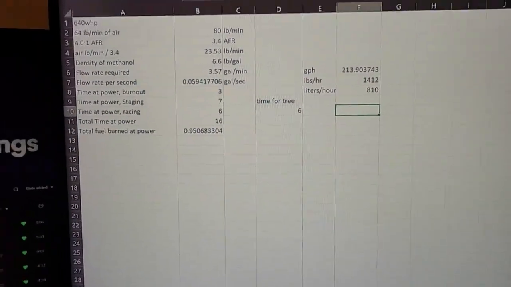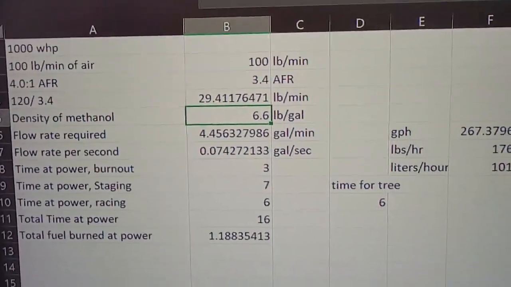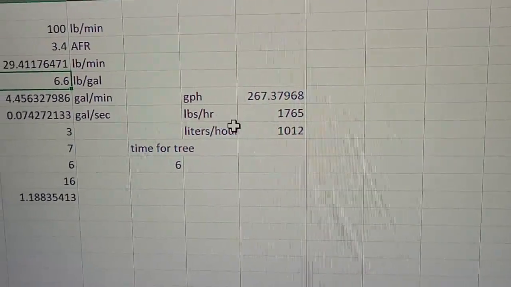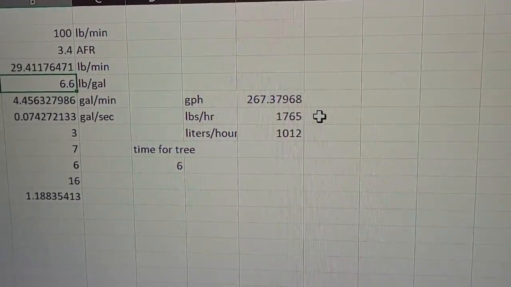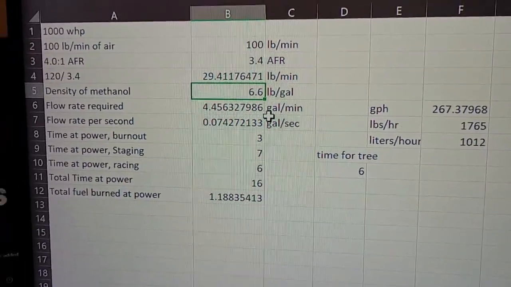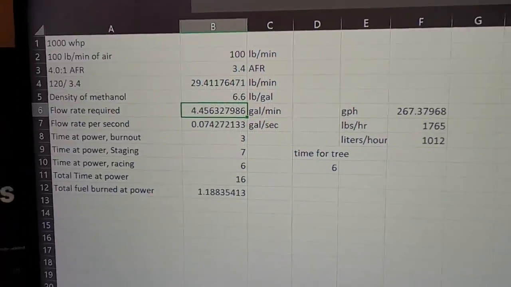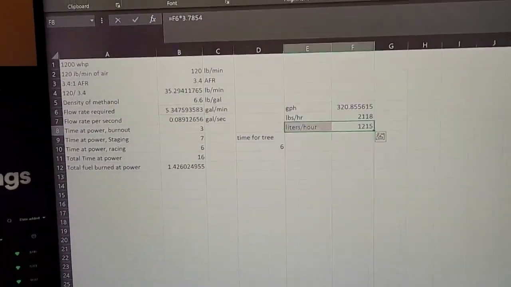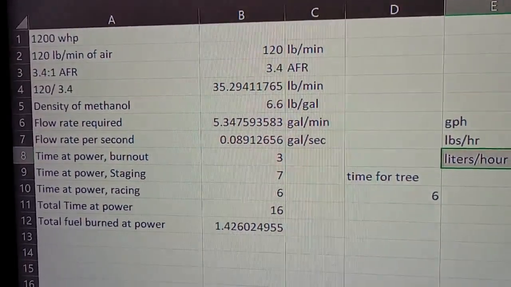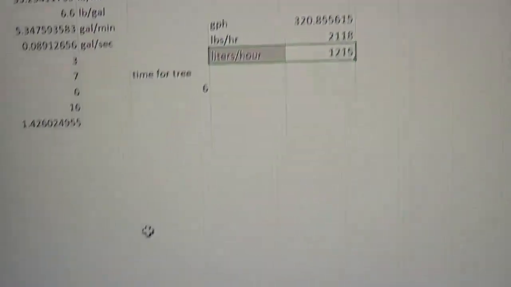So next we're going to go to a different tab. This is the 100 pound per minute. Here you can see this is going to pump all the numbers up. We ended up with a little over 1,000 liters an hour. Where's our gallons per minute? 4.45, about 4.5. And lastly, we're going to go to the 120. This is if we made 1,200 wheel. We would need 5.3 gallons a minute, a little over 1,200 liters an hour.